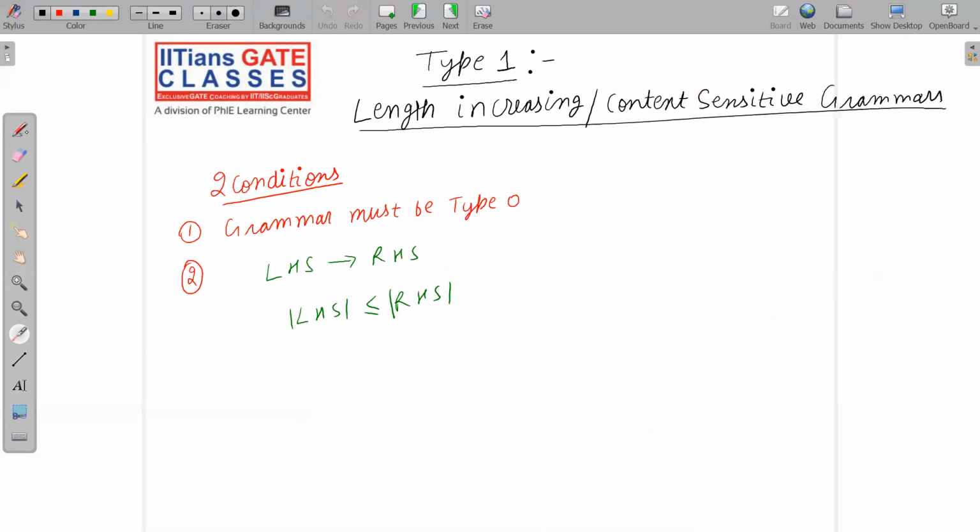Now let's move to the next, that is type 1. See, type 1 is also known as length increasing. Type 1 is also known as length increasing or context sensitive grammars.